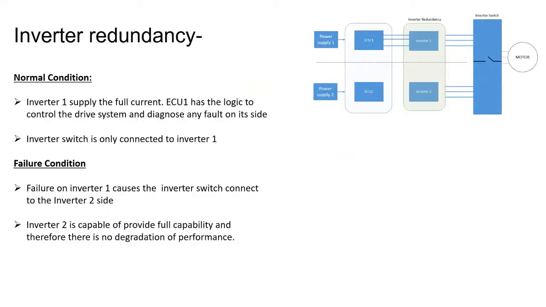So, inverter redundancy: if inverter one fails, inverter two supplies the full current. The ECU has the logic to control the drive system and diagnose any fault on its side. The inverter switch is only connected to inverter one during normal operation. During a failure condition, a failure on inverter one causes the inverter switch to connect to the inverter two side. Therefore, inverter two is capable of providing full capability and there is no degradation in performance. So that is one type of architecture where you have two systems capable of driving the full current. You need to develop inverters with that much capability in both systems so that there is no performance difference.